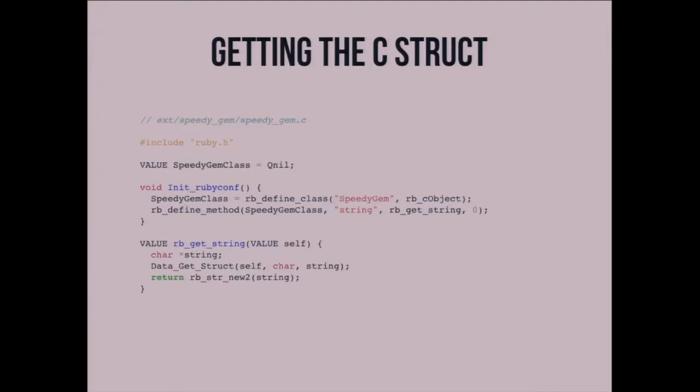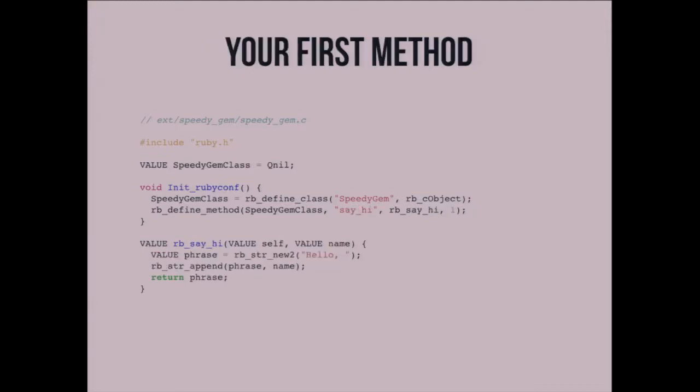So this one's a very basic say_hi method, where it accepts one parameter, and that one parameter is a name. You'll notice that we always pass self as well, because C is a functional language, not an object-oriented language. Self is always the first parameter. And this is basically how a method would be defined. And if you call say_hi on an instance of SpeedyGem, it'll say hello, comma, whatever name you pass as a string.